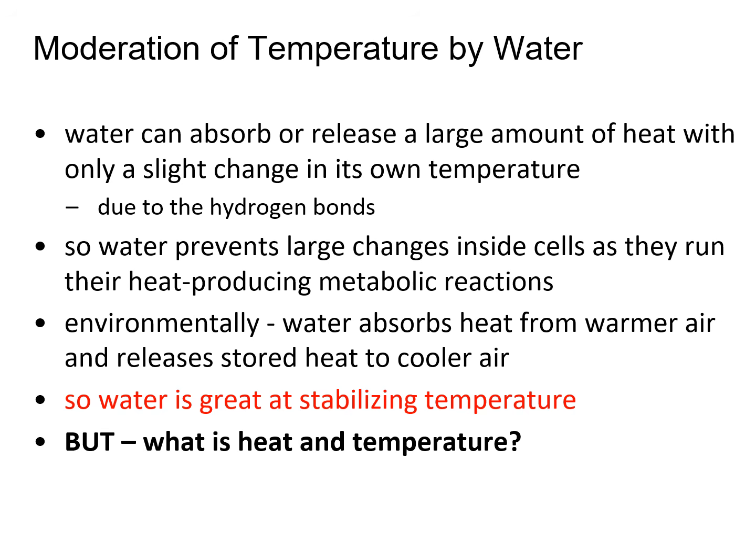As we touched on earlier, water can absorb or release large amounts of heat with only a slight change in its own temperature. This is due to the hydrogen bonds and the fact that they can absorb a fair amount of energy without changing the temperature of the water. So water prevents large changes inside cells as they run their heat-producing metabolic reactions. This prevents the cells from being killed as all of these metabolic reactions run.